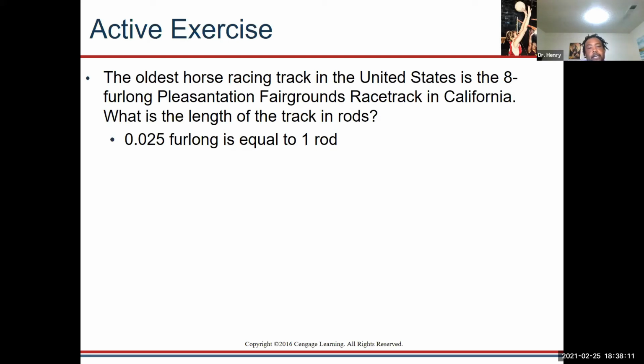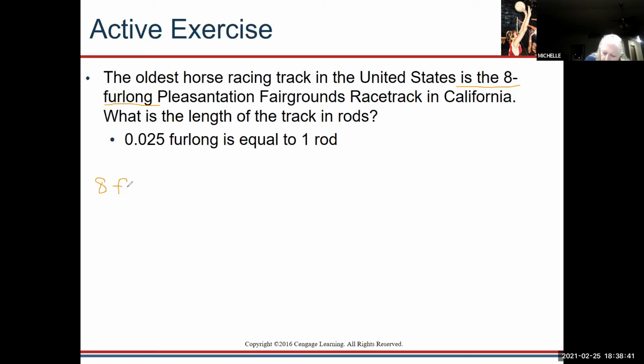So how would I set this one up? 0.025 furlong. So what is my given? What are they giving me? 8 furlongs and 1 rod. Okay, so we're saying 8 furlongs, right? So that's our given, 8 furlongs.